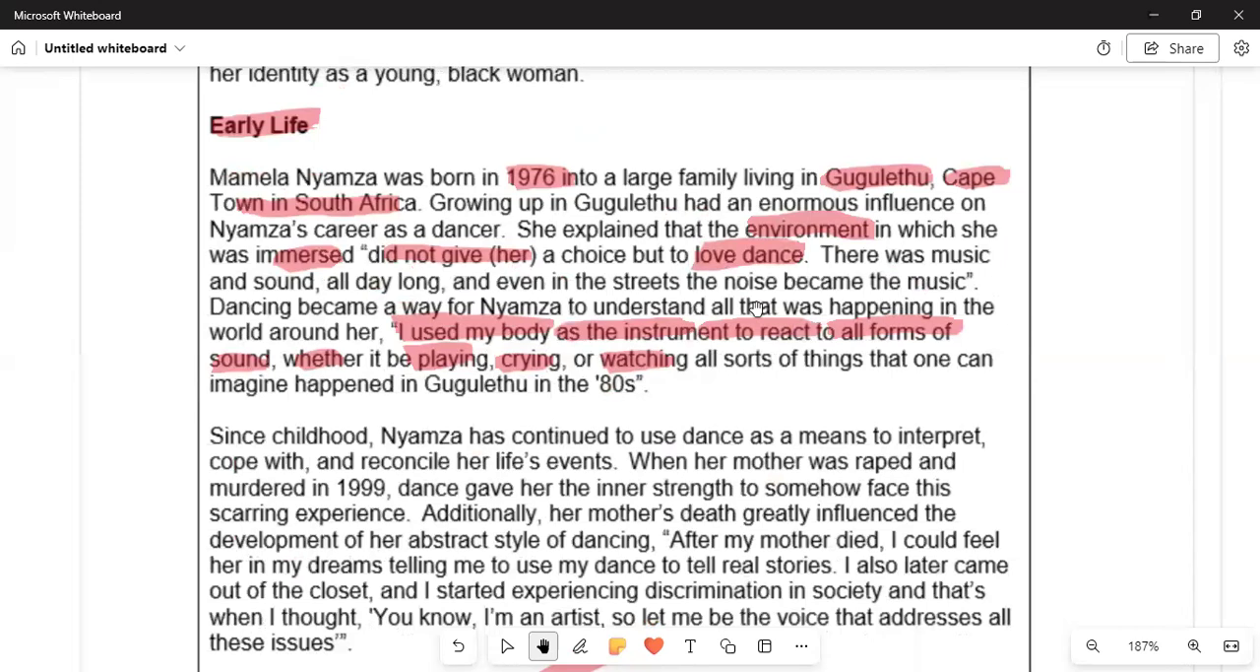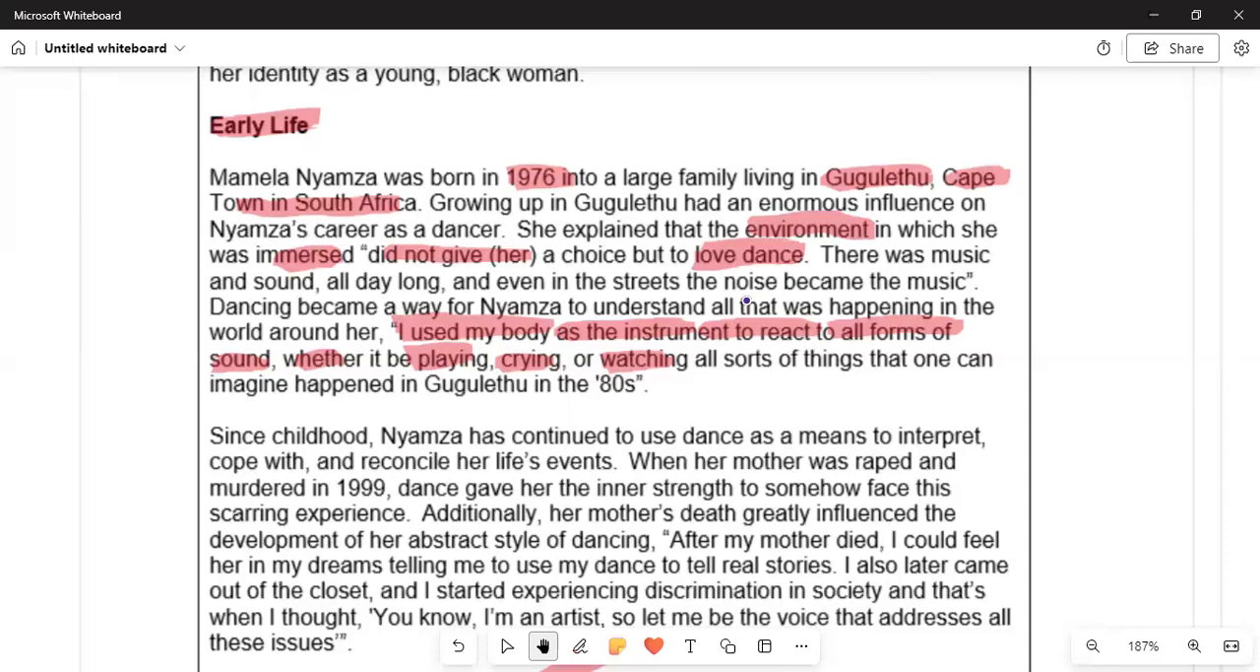And then early life. The early life talks about the story, how she was born, where, and what made an impact in this dance. She was born into a large family living in Gugulethu, Cape Town in South Africa. Growing up in Gugulethu had enormous influence. She explained the environment in which she was immersed did not give her a choice but to love dance. There was music and sound all day long, and even in the streets, the noise became music. Dancing became a way for Nyamza to understand all that was happening in the world around her. She said, I used my body as an instrument to react to all forms of sounds, whether it was playing, crying, or watching, all sorts of things one can imagine happened in Gugulethu in the 80s.